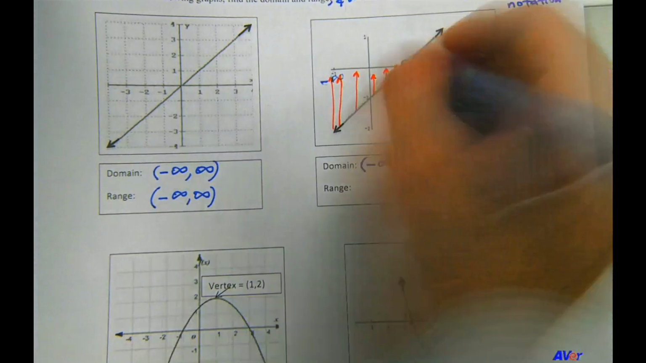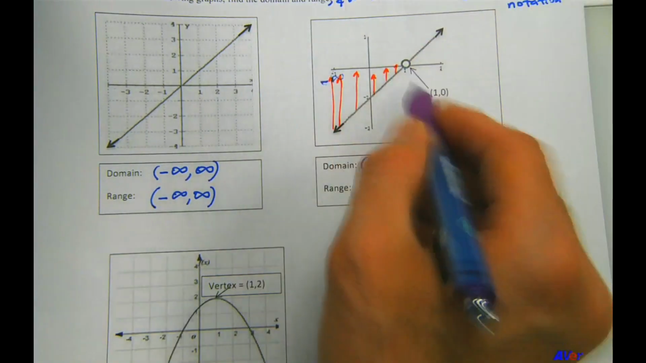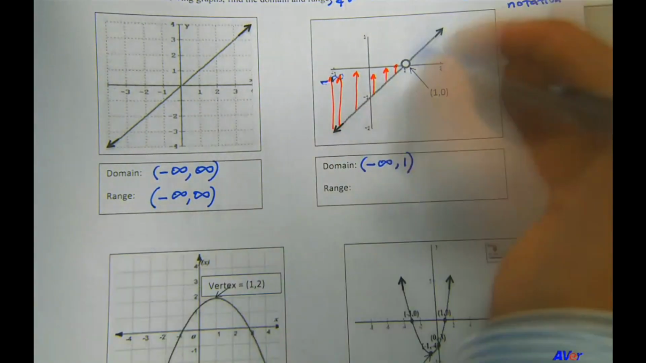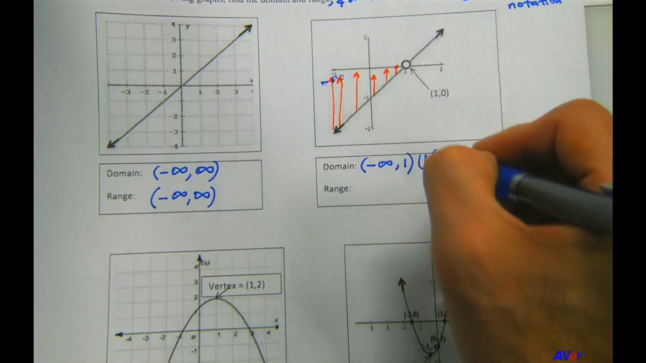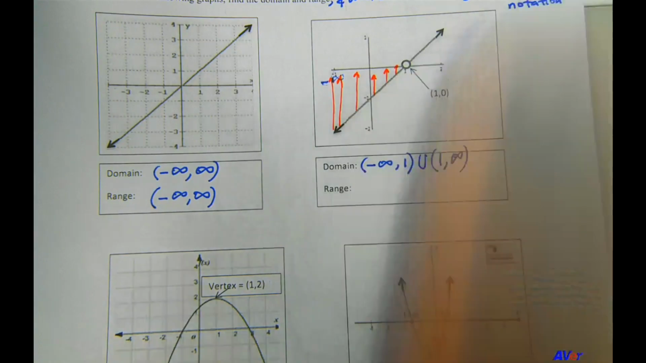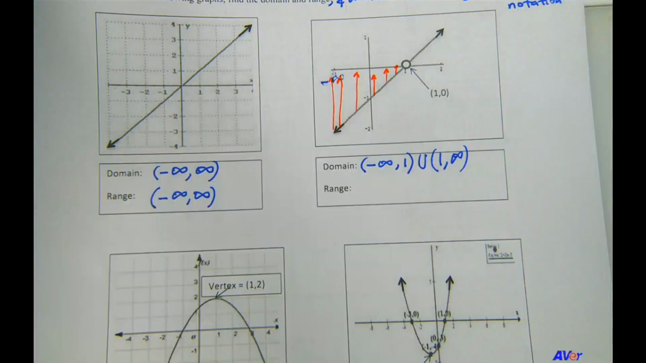So it comes from negative infinity all the way to 1. Then at 1 it stops, and then it continues after that. So parenthesis 1, positive infinity after that. So that's the domain. How about with respect to the y-axis?